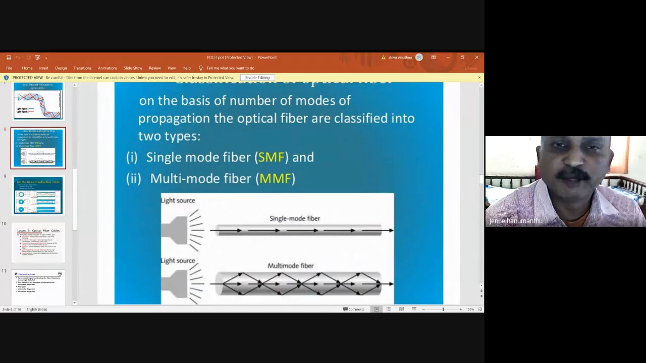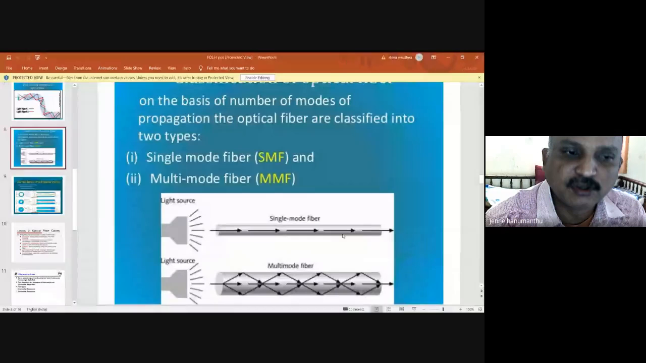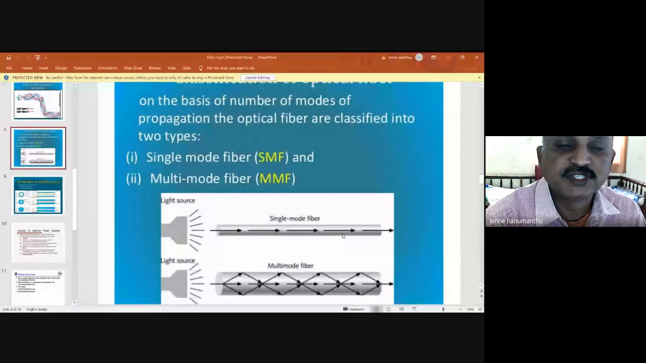Multi-mode fiber means the light may take different paths in order to propagate throughout the fiber. That is the meaning of single mode and multi-mode. Multi-mode means a number of paths. So for single mode, the source is laser. For multi mode, the source is LED.